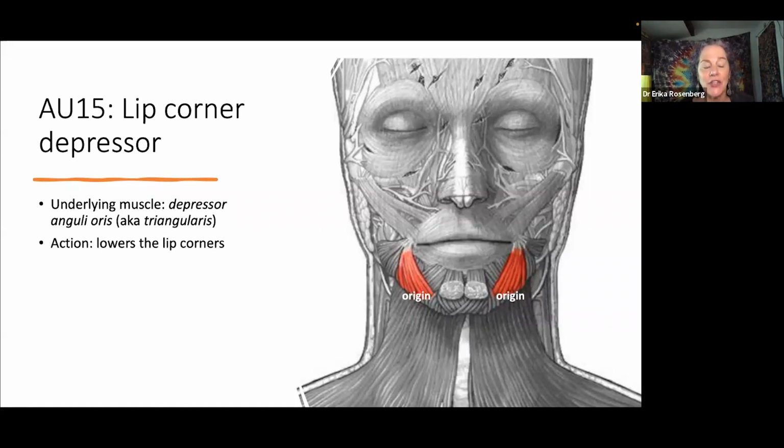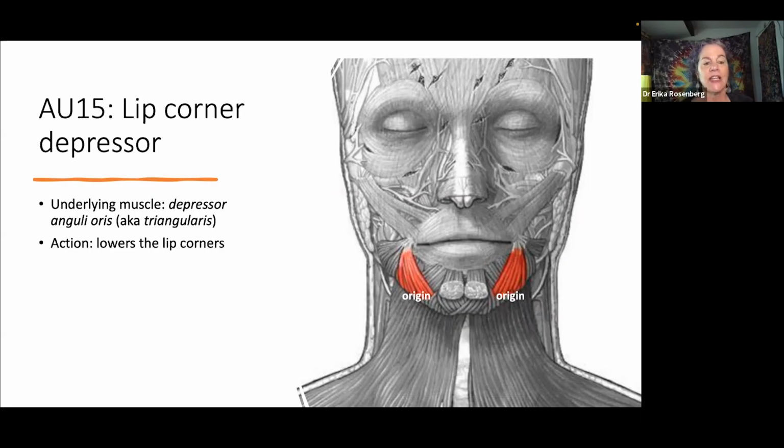Now, every AU has a verbal name when you encounter it in the manual. It's a description of what the action is. So lip corner depressor means that AU 15 lowers the lip corners, and I'm demonstrating that now. That's AU 15. Now, on the diagram that you see here, I have entered, highlighted in red, the muscle fibers of the underlying muscle of AU 15, which is depressor anguli oris. It's also known as triangularis.